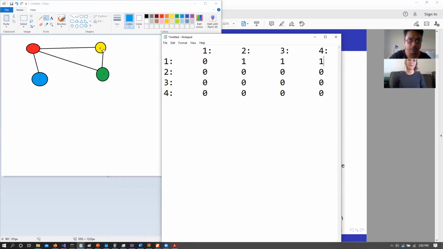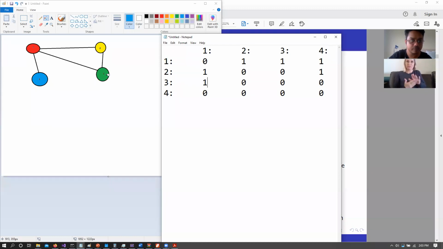So next we can go to number 2. Number 2 is connected to 1 and 4. So basically we would just have an adjacency matrix row for number 2 like this, where number 2 has edges to number 1 and number 4. Similarly for number 3, we see that number 3 is only connected to vertex 1. So we just have the 1 there.